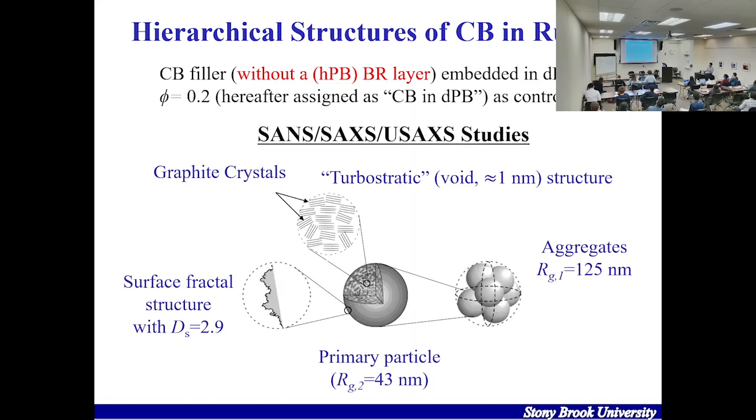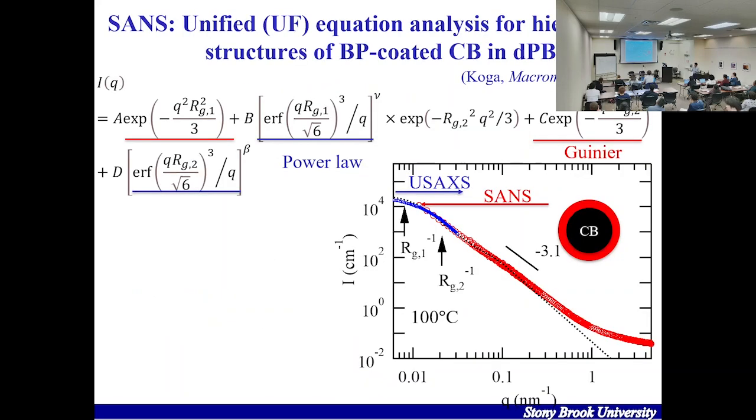This one is, for example, the carbon black structure itself. This is the carbon black primary particle, and this is the size. At the surface, they have what we call a surface fractal structure. It's not smooth, it's bumpy, something like this. Of course, they have an aggregate structure. We characterized this beforehand. And then this one is the actual sample.